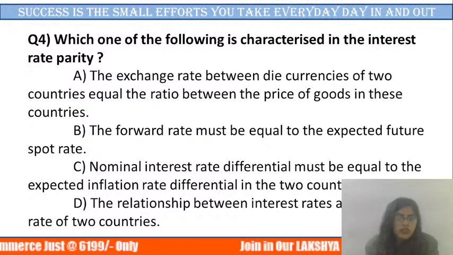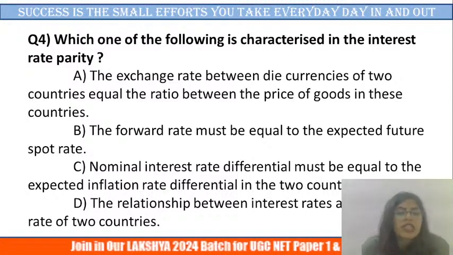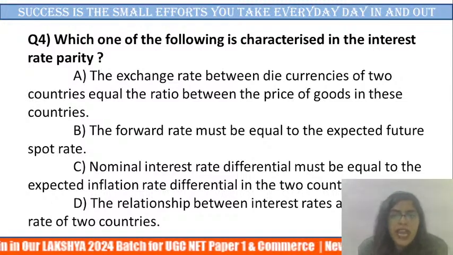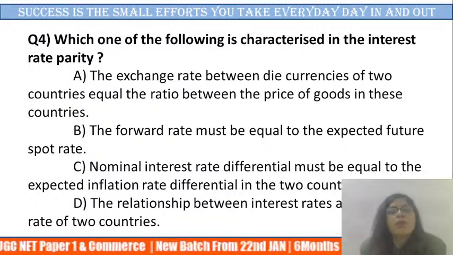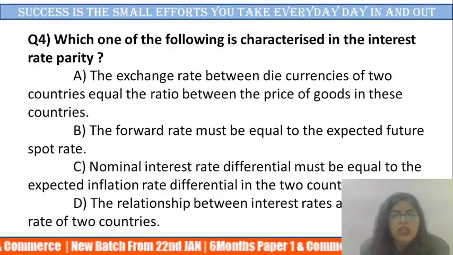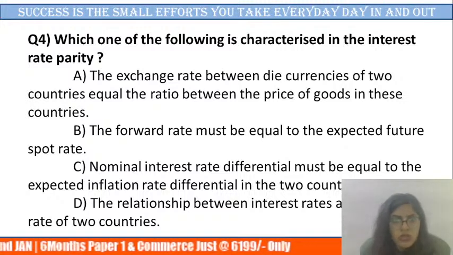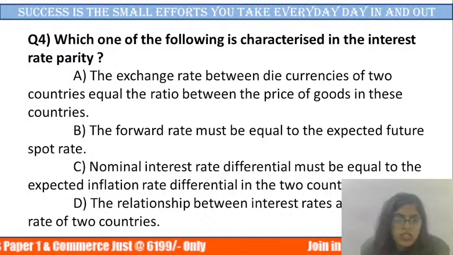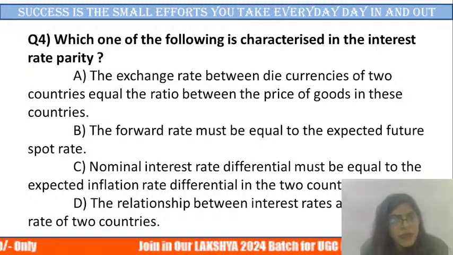So, what are the four statements saying to us? The first is saying that the exchange rate between the currencies of two countries equals the ratio between the price of goods in these countries. Like, we are not even getting what the sentence is telling us. So there is something fishy in this statement for sure. So we can easily eliminate statement A.